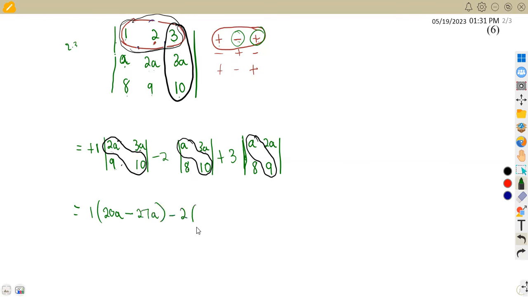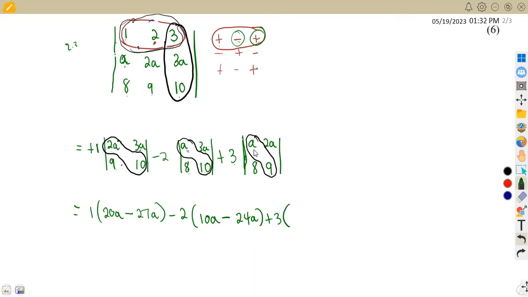Minus 2 here into the product of this diagonal, A and 10. So that's A times 10, which is 10A, minus 3A times 8. This is going to give us 24A, plus 3. We've got a plus 3 there.